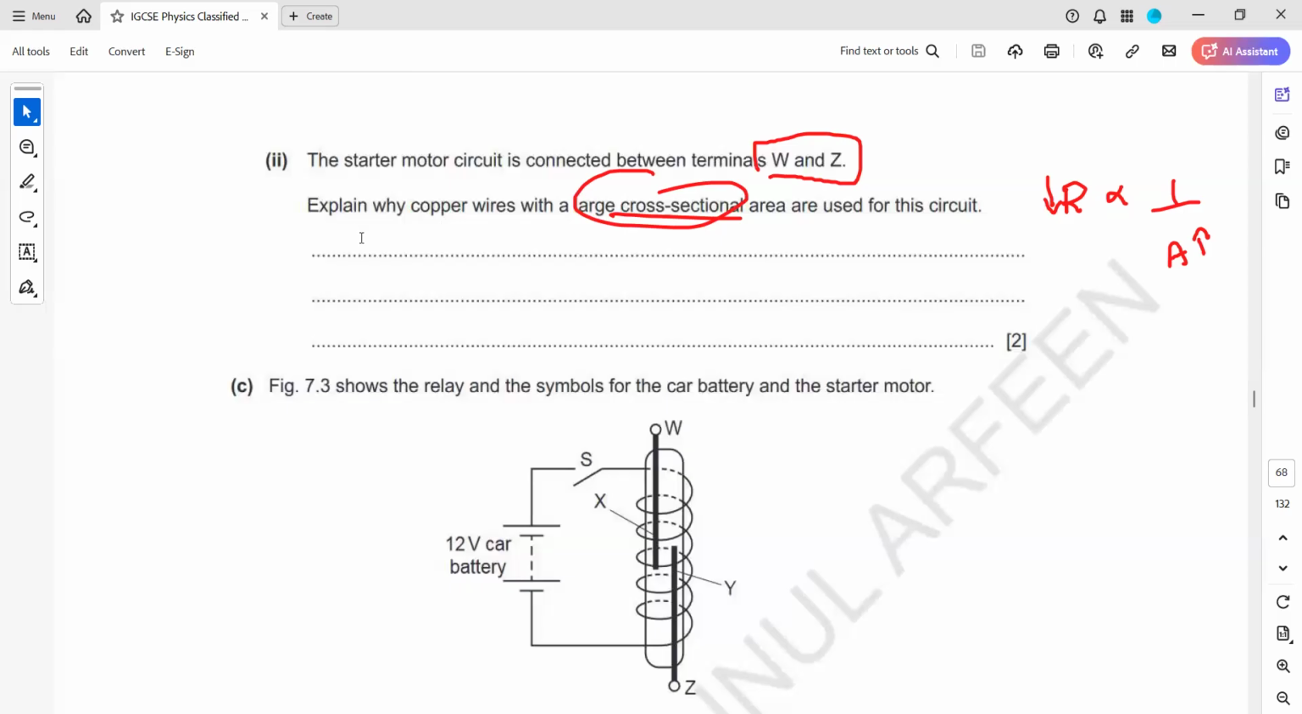Okay, so why is copper wire with a large cross-sectional area used? A large cross-sectional area will have low resistance.